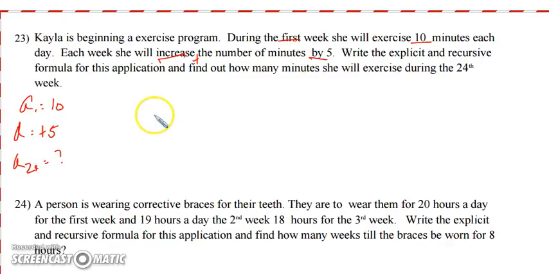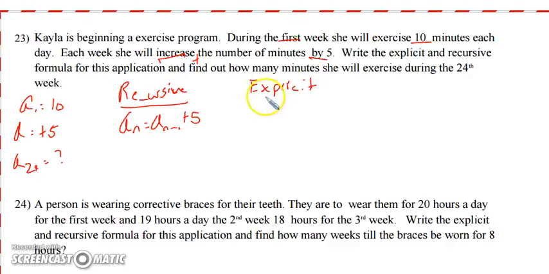We don't know it, so let's see what we can do. Recursive, very simple. We have an equals an minus 1. The difference is 5, so we say plus 5, and we're done. All right, explicit.